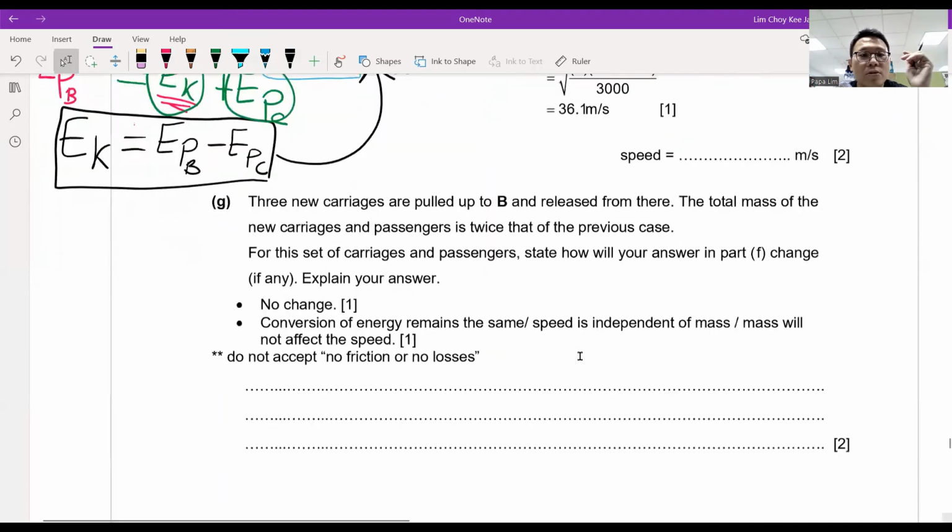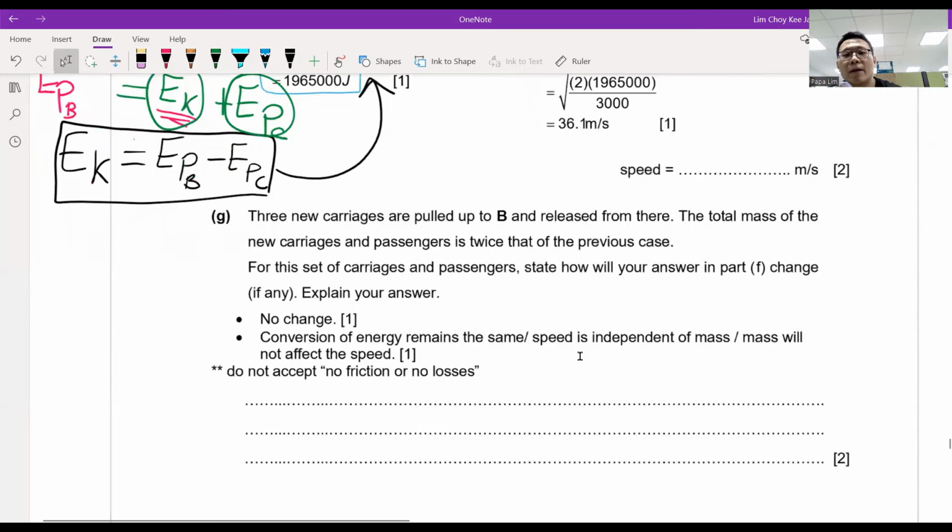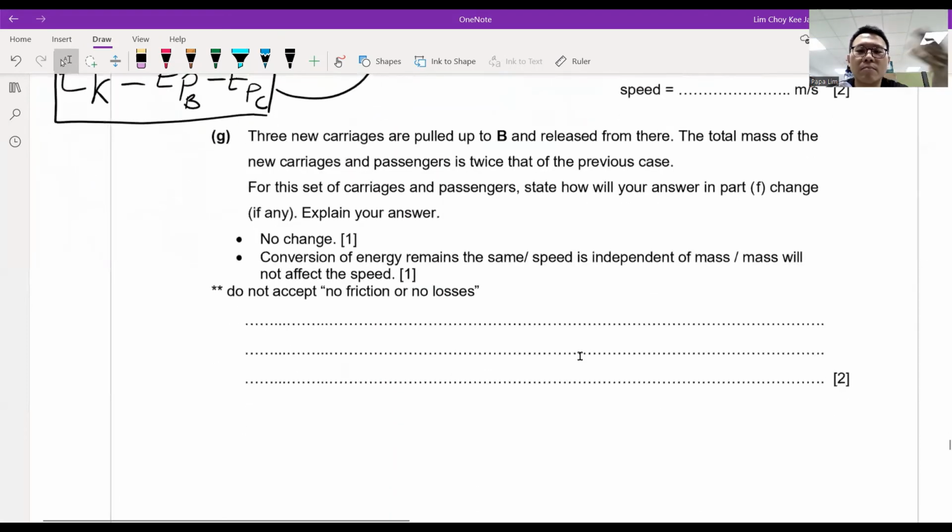Now, for part G. A simple thing for conservation of energy, students, you have to take note that in ideal cases, mass is actually not a big factor, because in conservation of energy, the mass will be cancelled out. The mass will be a common factor on both sides, before and after. So because it is a common factor for both sides, it is not a deciding factor, not a dependent factor that will affect the energy.